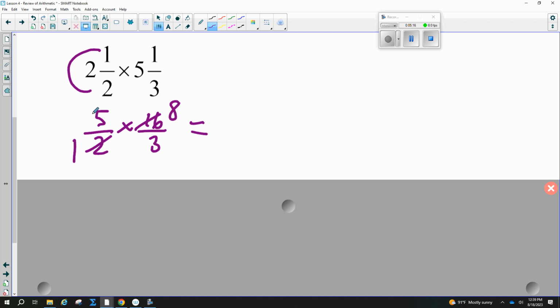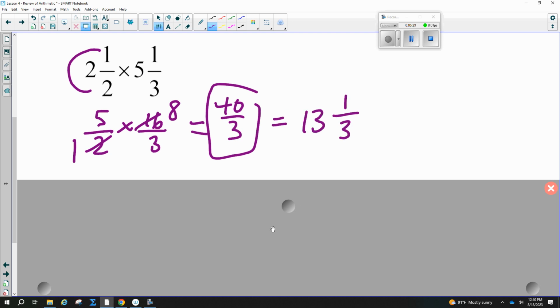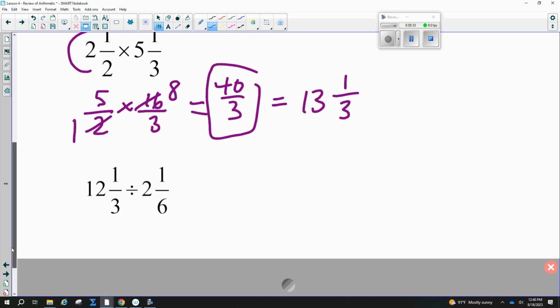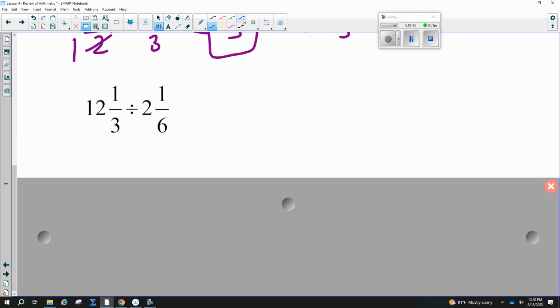5 times 8 is 40, 1 times 3 is 3. 40 thirds, we could go ahead and divide that. It would be, let's see, 39, exactly, 13 and 1/3, okay, if you wanted to make it mixed. All right, and now I got another one, copy dot flip, but before I do that, let's make them improper.